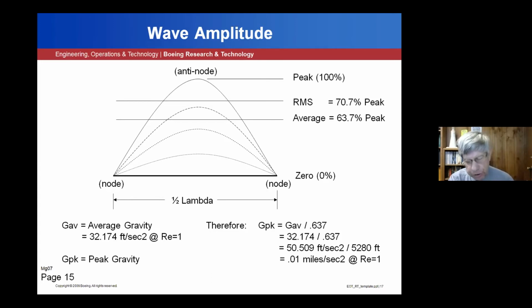So using these standard values for conversion of the 32.174 feet per second squared to its peak value comes out to be a minus 0.01 miles per second squared, which is the number I use in the analysis because I have everything converted to miles.